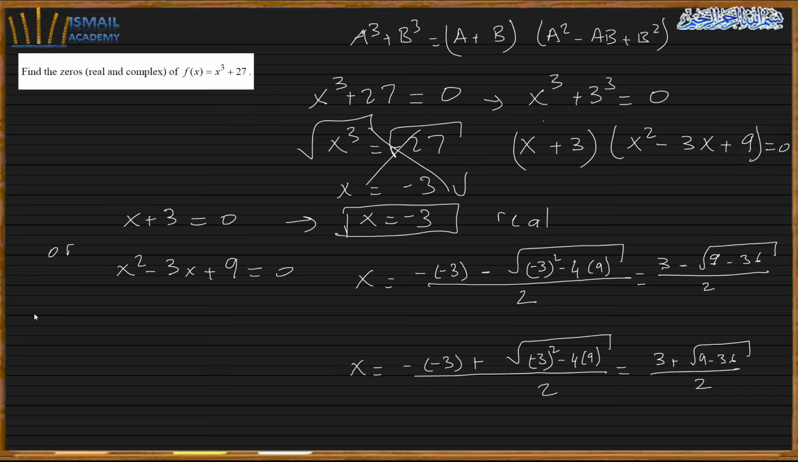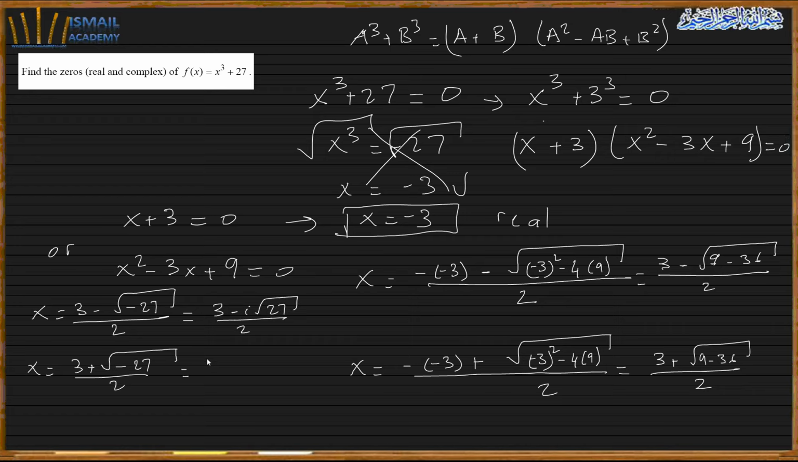So I will have here x equals 3 minus square root of minus 27 over 2, x equals 3 plus square root of minus 27 over 2, and when we move the minus out we create the i. So it's going to be 3 minus i square root of 27 over 2, and we have 3 plus i square root of 27 over 2. So those are my complex solutions, and this is my real solution. You can simplify this more, but I believe what they ask for is this form.